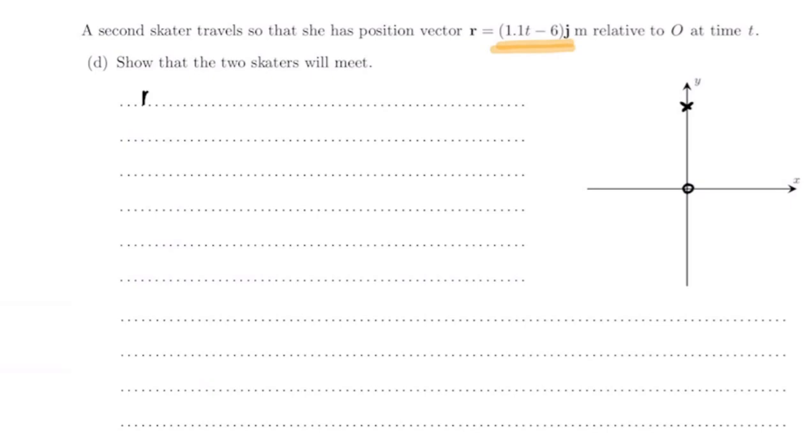So I'm going to write the position vector of skater number 2. Here I'm going none in the x direction, in the i direction, and 1.1t minus 6 in the j direction, or in the y direction. So we're going to compare that with s from part B.